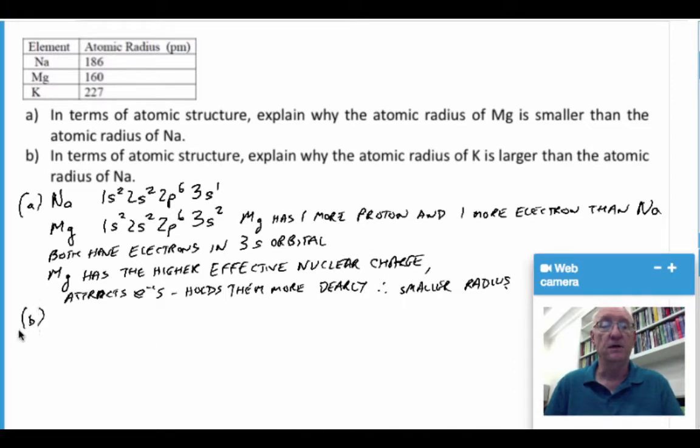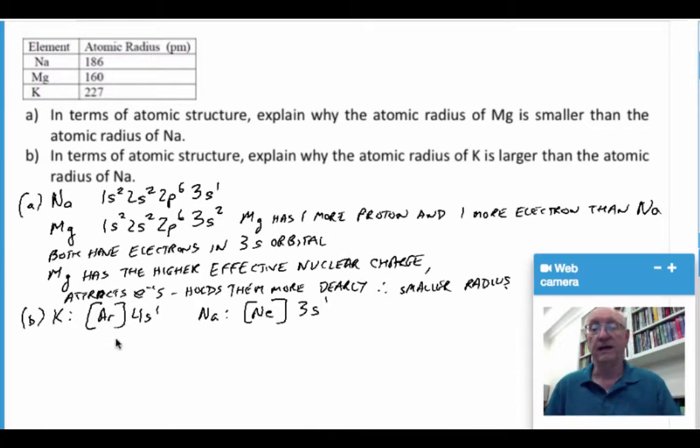In B, we're comparing K, potassium, and Na, sodium. So if I write the electron configuration for these using abbreviated notation, using noble gas configurations, potassium has the argon configuration, 4s1. Sodium has the neon configuration, 3s1.